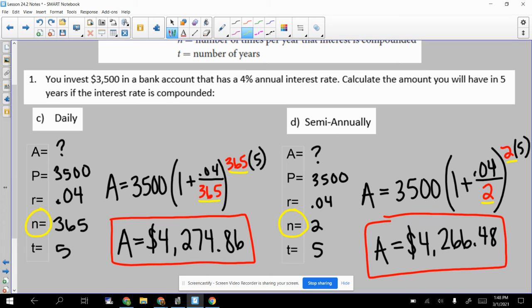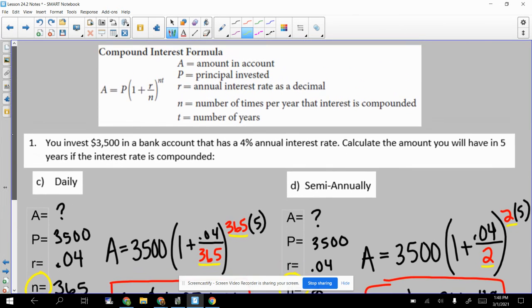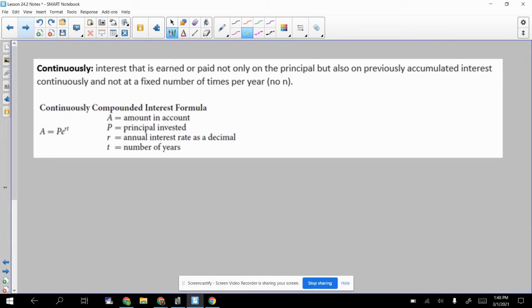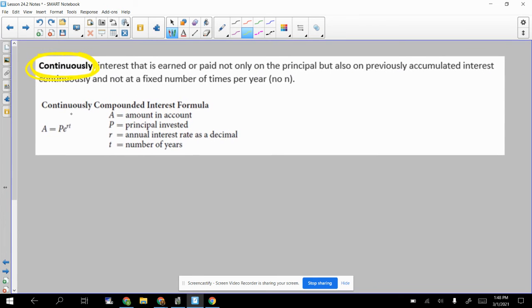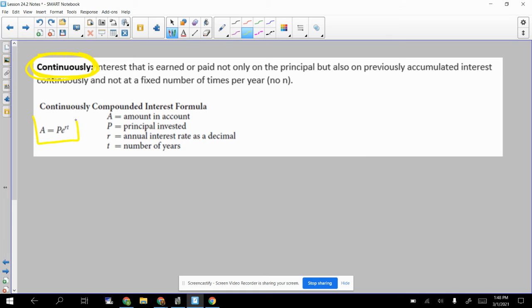Okay. All right, so that's our first type of formula. That is when it is compounded quarterly, semi-annually, daily, whatever the case might be. But there's also a type of compounded interest that is continuously, and you really will have to look for that word because it's a new formula. And this is your other one that you will need. This A equals P times E, so we know E already is that mathematical constant, to the RT.